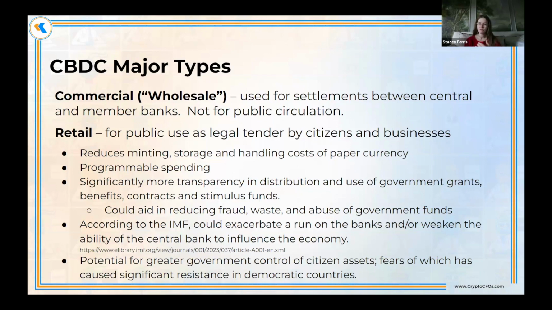Basically, pointing out it's a complicated process over there, right? Now, with retail, you have programmable spending, which has pro and con. The pro is that you're going to have significantly more transparency in the distribution and use of government grants, benefits, contracts, and stimulus funds. It could aid in reducing fraud, waste, and abuse of government funds. It could aid in using more AI bots or bots that can review payments, can check do not pay lists.